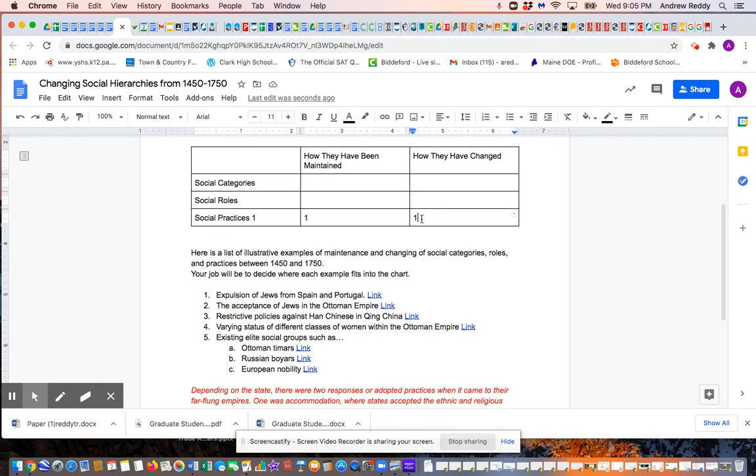And again, I'm not saying number 1 is a practice. I'm just giving it to you as an example of what you are supposed to do. So here is where you would end up typing how it was maintained, and here you would type how it changed. You don't have to type anything in here except the number, because this way you're identifying that you decided that this example is an example of a practice as opposed to a role or a category.